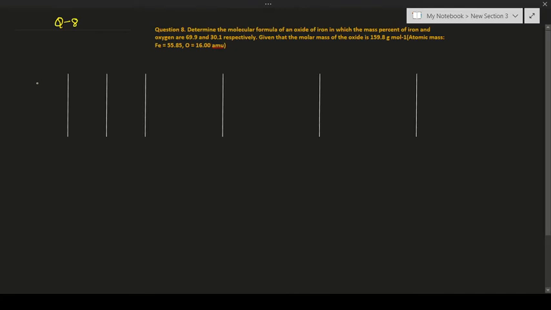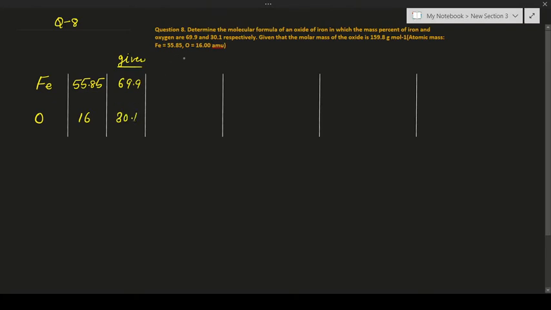First, what is given? Fe means iron, and oxygen. As we know, the mass of Fe we can take as 56, or we can also take 55.85, which is the accurate mass, and the mass of oxygen is 16. And we have been given the mass percent of iron, that is 69.9, and oxygen, 30.1.